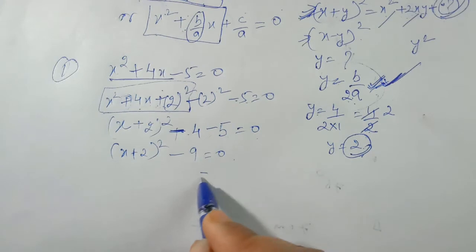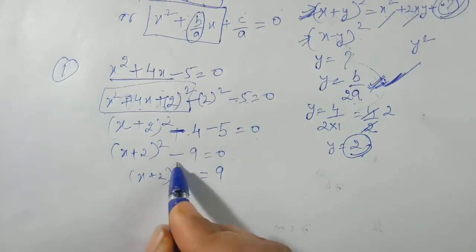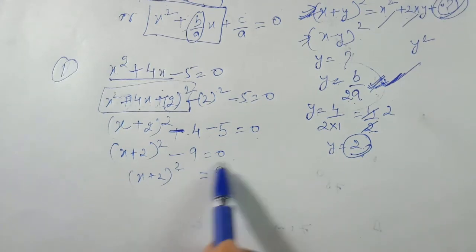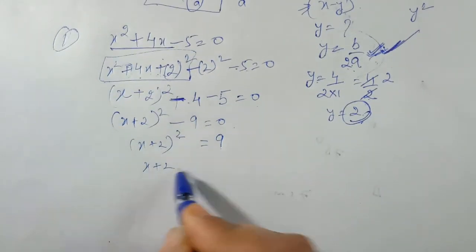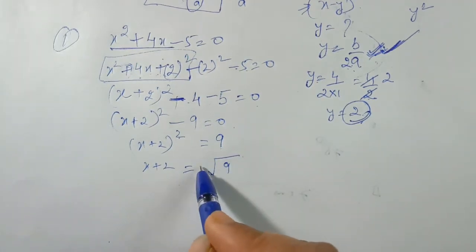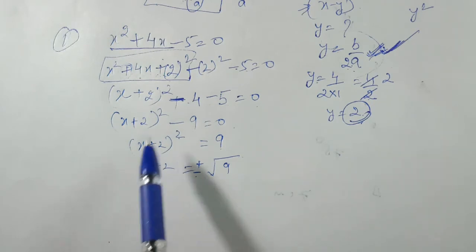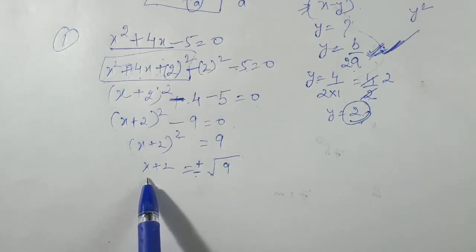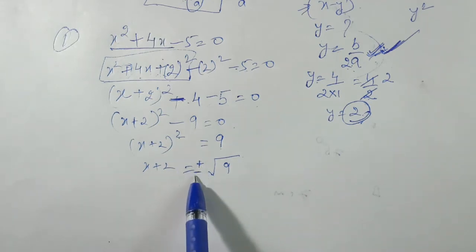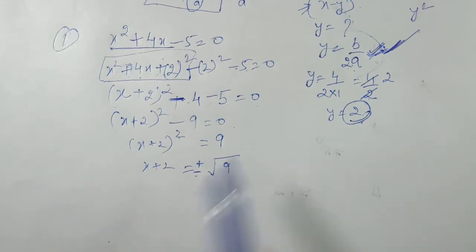Minus 9 when moved to the other side will change into positive 9. It will be (x plus 2) whole square equals 9. When the square is transposed to the other side, it changes into a square root, and as you write the square root symbol, you have to place two signs, plus and minus, because we have to find the roots. We know that a quadratic polynomial has two roots, so you have to take the square root with both the positive and negative sign.